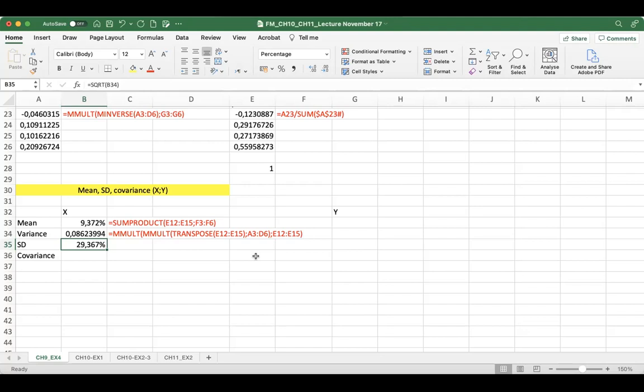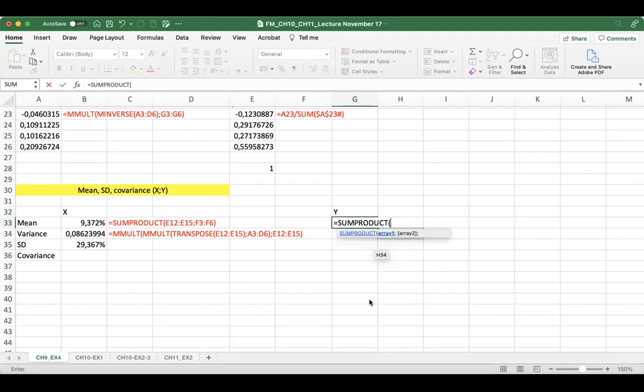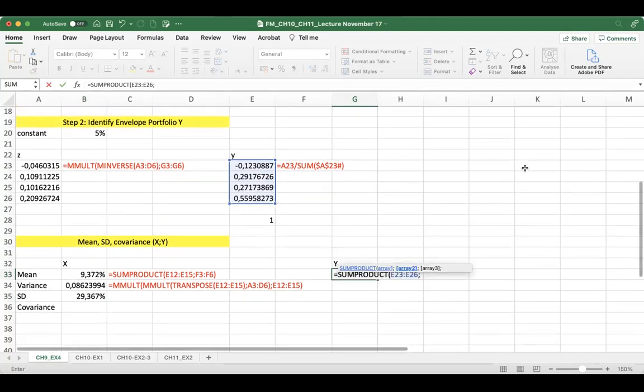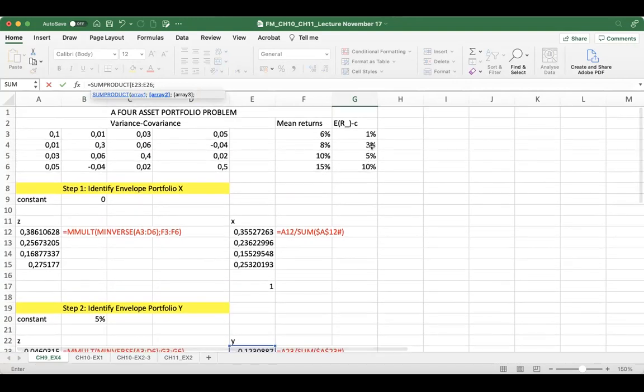And then do the same thing for Y. So the mean of Y is equal to the sumproduct of the weights of the vector Y by, now one of the most common errors done by students, they will use ER minus C because we use it for the Z vector for Y. It's not true. You should use the mean returns. ER minus C should only be used for identifying the Z vector, only the Z vector. It should not get involved in any other calculations. So the mean returns.